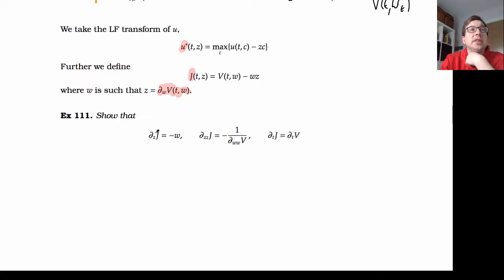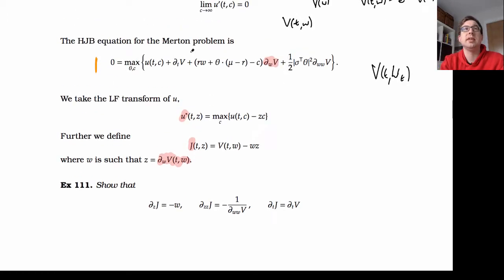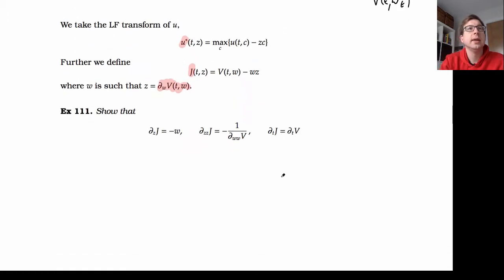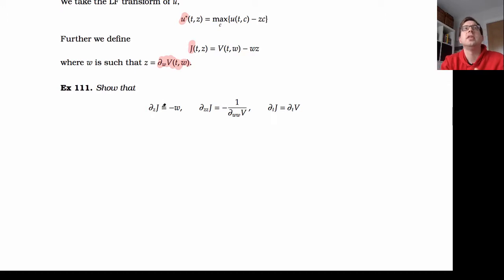The partial derivative of j with respect to c is equal to minus w, where w relates according to this expression. Then we have another expression for the second partial derivative of j, and for the partial derivative of j with respect to time. In each of these cases, I end up with a relationship to the derivatives with respect to v, the kinds of things that I care about in this expression here. I'll show the first derivative here, and I'll let you figure out how the other two work. It's not too hard.